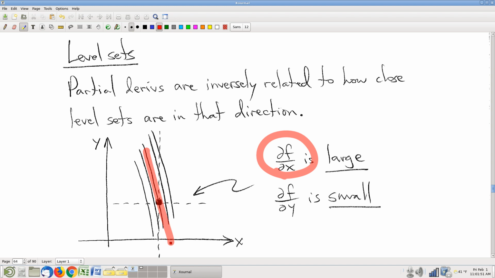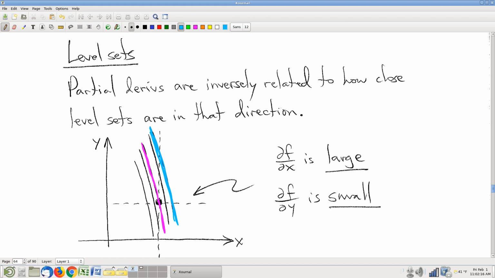All right, so let's come at this from the point of view of input changes and output changes. By the way, remember, level sets represent constant values of the function, so every point on this curve has the same value of f. Every point on this curve has the same different value of f.